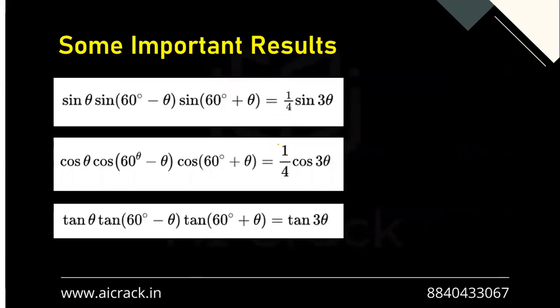Now let's look at some important results. Sin theta, sin 60 minus theta, sin 60 plus theta equals 1 by 4 sin 3 theta. Now how to derive it? Whenever I see something of this sort, sin 60 minus theta, so basically sin of a minus b and sin of a plus b, I'll use the next page. There is no space over here.